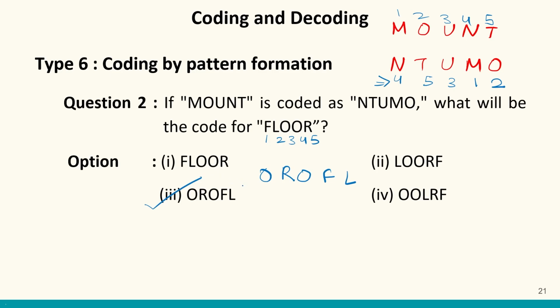So you can use either of the two methods. If it is an easy question, you would be able to guess, okay, first two letters are written last and so on. But if it is a tricky question, you can always use numbers and arrange them. You can find a sequence and arrange these in the same sequence. So you can use either of the two methods.